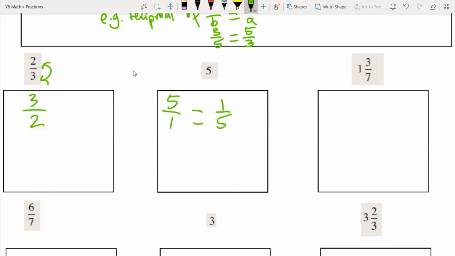And 1 and 3/7. If you have a mixed number like this, the first thing you need to do is make it an improper fraction. So that will become 1 times 7, that gives us 7, plus 3, that is 10. So that is 10 over 7. We flip that over, that will become 7 over 10. So that is the reciprocal of 1 and 3/7.